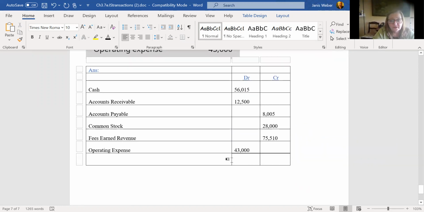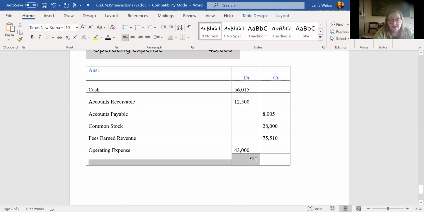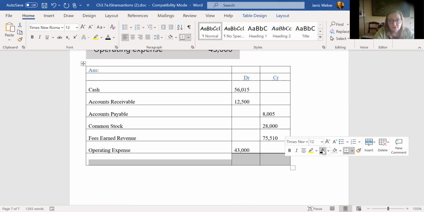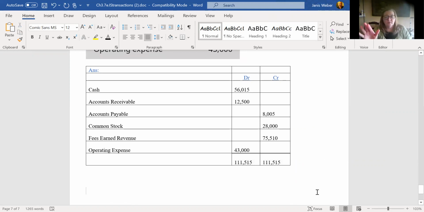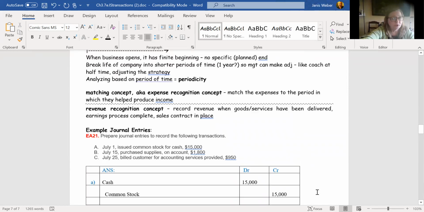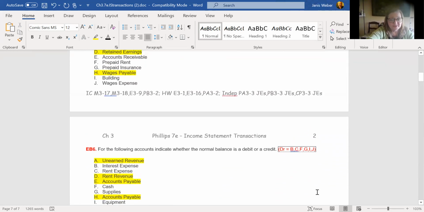Now let's see if we're right. In order to be right, we have to have the debit side equal the credit side when you sum them up. So you sum up all the debits and you get 111,515. You sum up all the credits and you get 111,515. So then you clap and congratulate yourself and say, yes, I conquered it. I'm a genius. This is very positive news. So that's pretty much it for this income statement one. We did a lot of examples and we're getting more and more familiar with how to do journal entries.